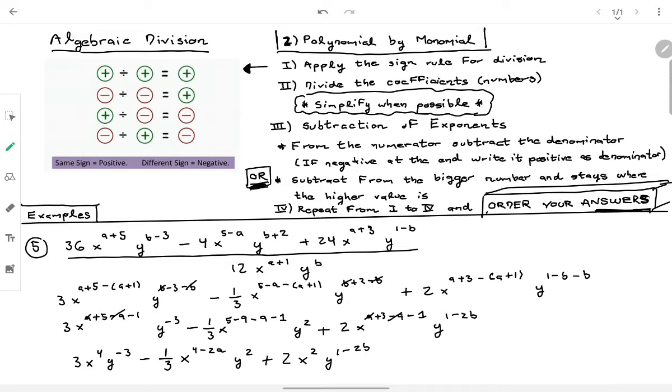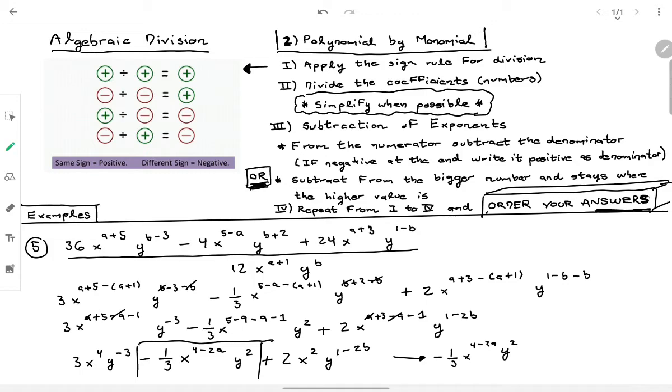So remember, we will need to order our result by descending order of powers. In this case, remember, if we have x and y, we will start with those that have x, and if we have letters in the exponents, we are going to start with those ones. So in this case, this is going to be the first one because it has x and letters in the exponent. So it will be minus 1/3 of x to the 4th minus 2a y squared.